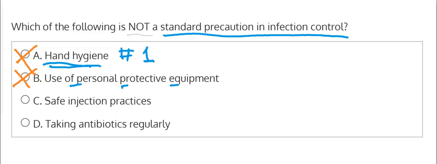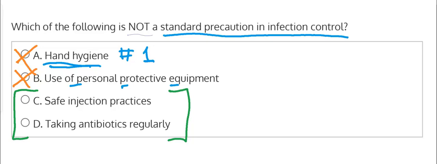Now that we have A and B eliminated, let's take a look at options C and D and decide from here which one is not a precaution in infection control. Option C says safe injection practices, and option D says taking antibiotics regularly. Between these, you might not necessarily think of safe injection practices in terms of infection control precautions, but then again, would taking antibiotics regularly be one of them also?